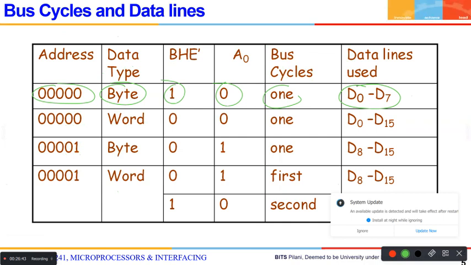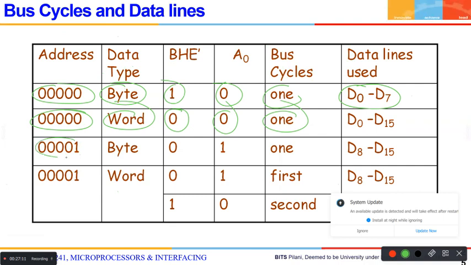Now, see, address is 0000. Now see here, word: you are supposed to take the word. See here, bus high enable is 0, A0 is also 0. That means in one bus cycle, how much data will it take? It will take the entire data on the D0 to D15 data bus. Fine. Okay.